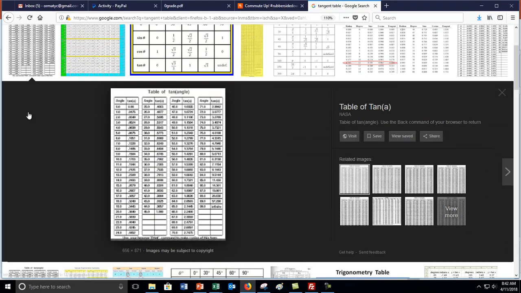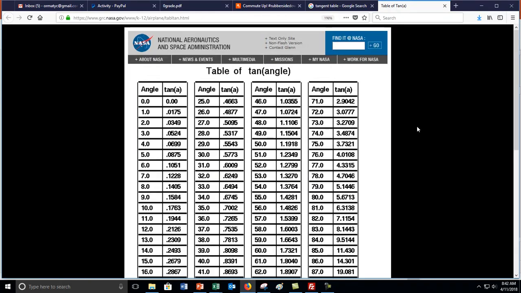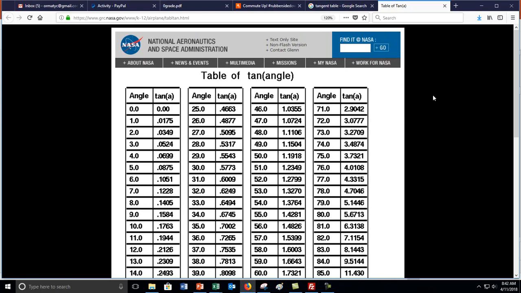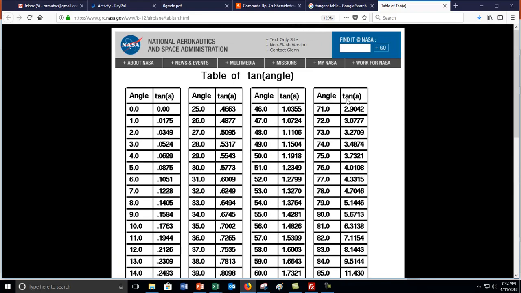Let's take this first one and see what it looks like. That looks fine to me. Yeah, this is a NASA web page. We can live with a NASA web page, I think. And what this does is it shows you a list of all angles from 0 up to 90 degrees. I don't know what the point zeros are for. 0.0, 1.0, 2.0, all the way up to 90 degrees. And then the corresponding tangents of those angles.